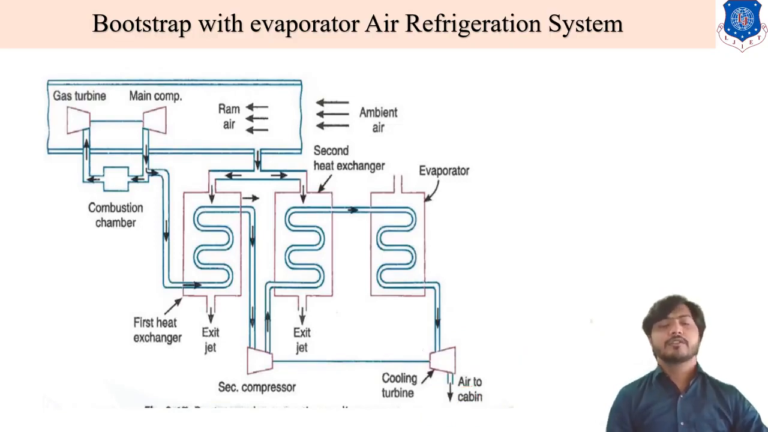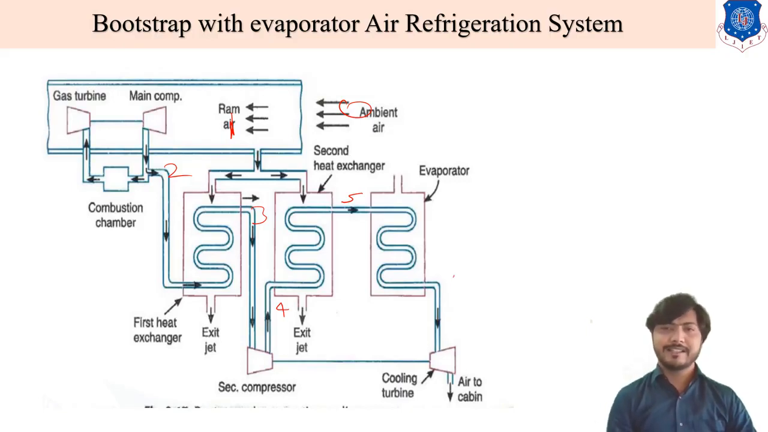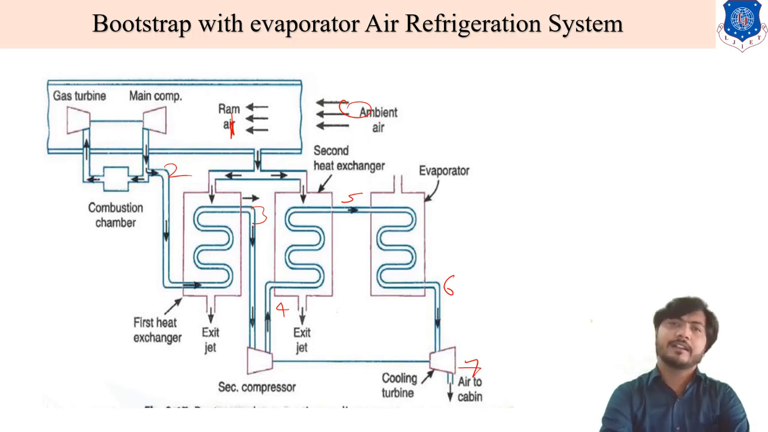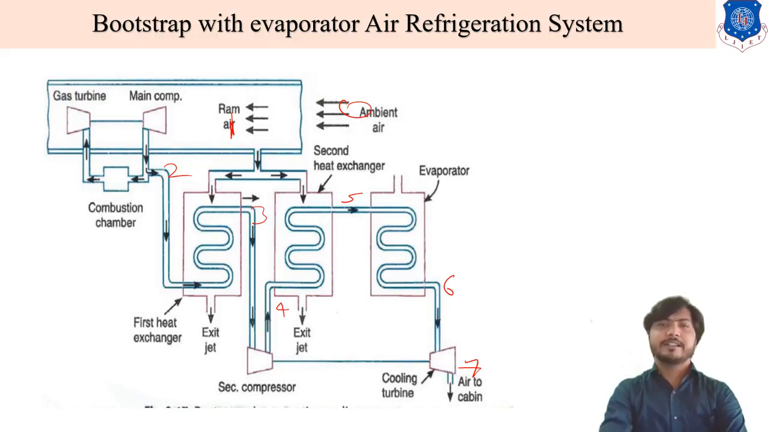We can say the refrigeration effect is obtained. So the total process is: 0 to 1 is the ramming process, 1 to 2 is the compression process, 2 to 3 is the heat exchanger 1 process, 3 to 4 is the secondary compressor process, and 4 to 5 is heat exchanger number 2, where constant pressure heat is extracted with the help of rammed air. 5 to 6 is the evaporator process with the help of water, and 6 to 7 is the cooling turbine process, where isentropic expansion takes place. Finally, 7 to 8 is the cabin or desired process, or we can say the refrigeration effect process.